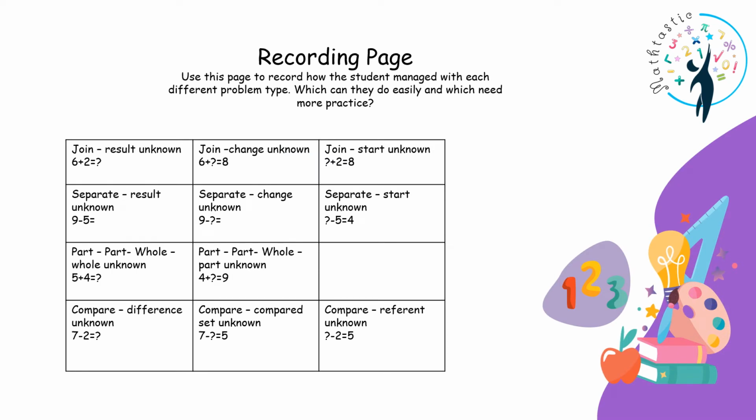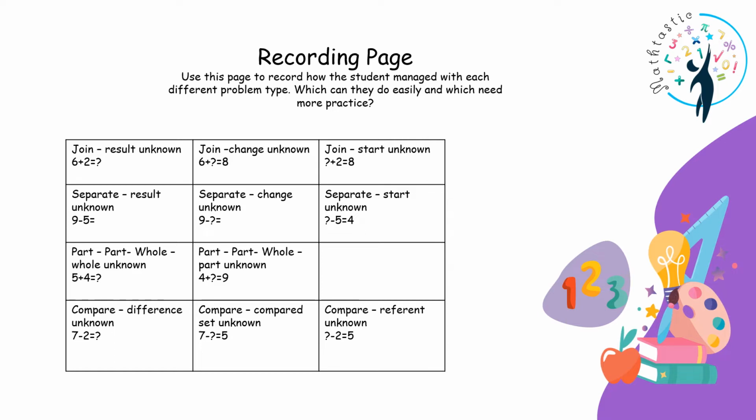I've used these different ways of solving problems. These come from cognitively guided instruction, this particular format. You can see that we've got 3 different ways of doing a join addition problem. You could have the result unknown, so that the n, the number that you don't know, is the last number, so 6 plus 2 equals something.